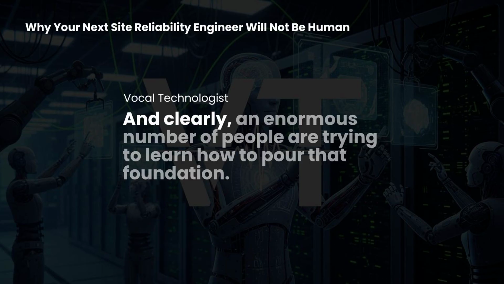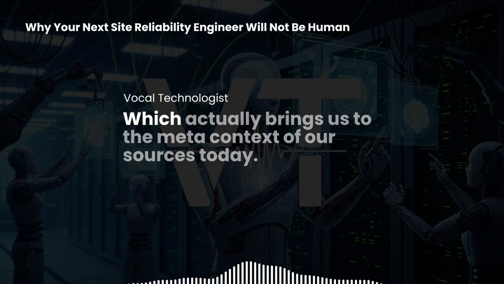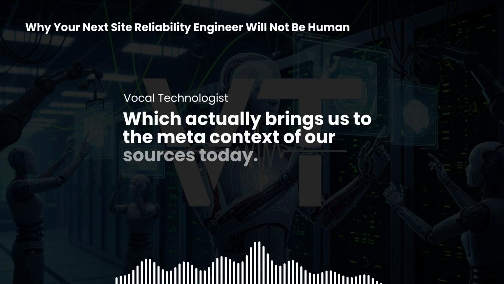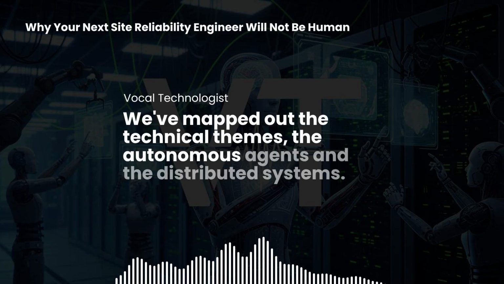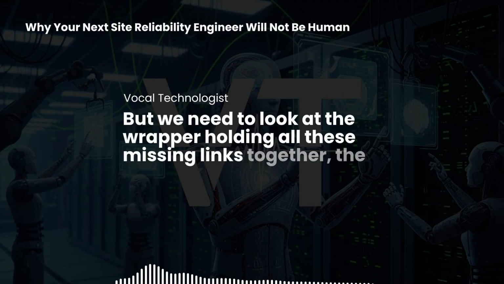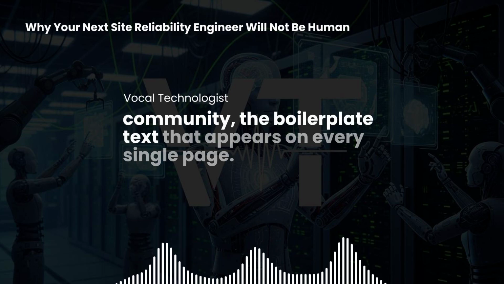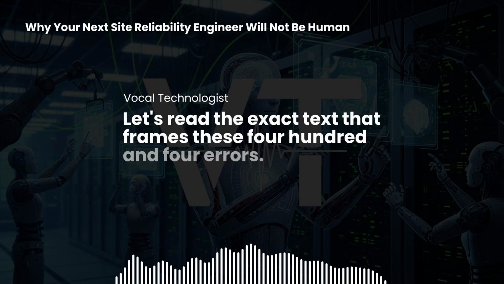And clearly, an enormous number of people are trying to learn how to pour that foundation. Which actually brings us to the meta context of our sources today. The overarching wrapper. Right. We've mapped out the technical themes, the autonomous agents, and the distributed systems, but we need to look at the wrapper holding all these missing links together. The community. The boilerplate text that appears on every single page. Yes. Let's read the exact text that frames these 404 errors.